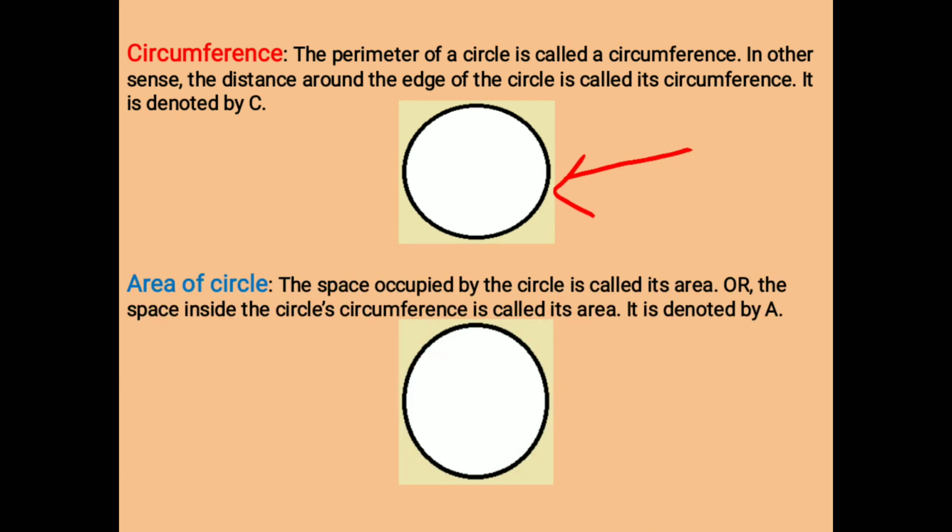Now, area of the circle. So area, as we know, is the space occupied by any object on a plane figure. Similarly, area of a circle is also the space occupied by the circle. In the given figure, this overall region of the circle is its area, and area of a circle in short form is denoted by capital A.